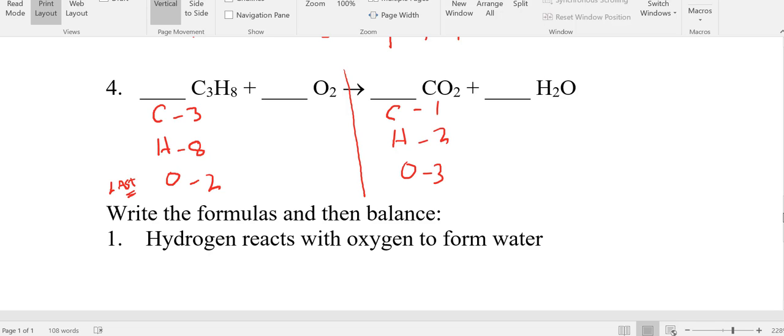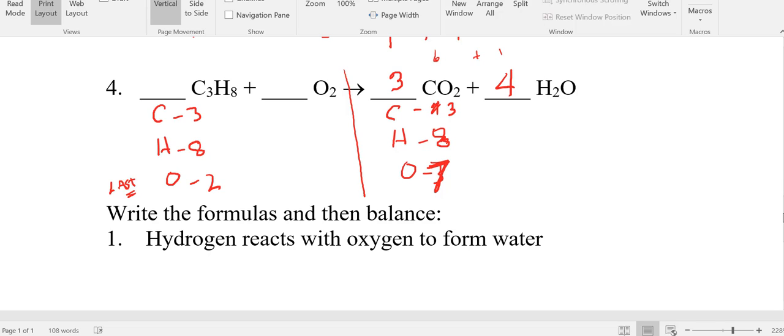Start with the carbon. All right, so I need to put a 3 here to make the carbons the same. That changes my oxygens to 3 times 2 is 6, plus 1 is 7. Okay, now that we just fixed the carbons, let's fix the hydrogens. 8 on this side and 2 on this side means I should multiply this by 4, and that changes this to 8. 4 times 2. All right, that's good.